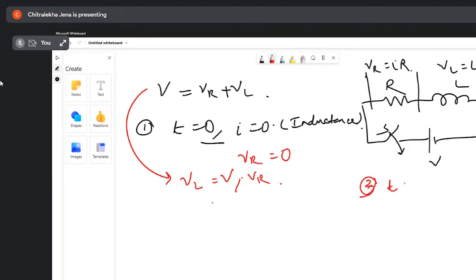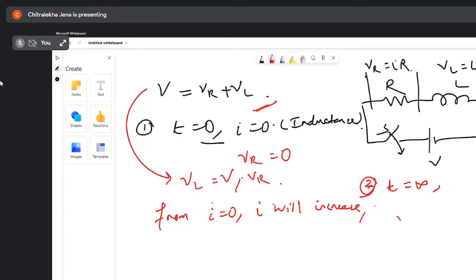Now coming to the third instant. T at infinity. A long time I have connected the switch to the circuit. What happens to my equation? Tell me. Listen one thing. I have connected the switch. My current will definitely rise because I have connected the supply voltage to the circuit. So from 0, current I will increase. Yes or no? Tell me. Simple concept. I will increase.